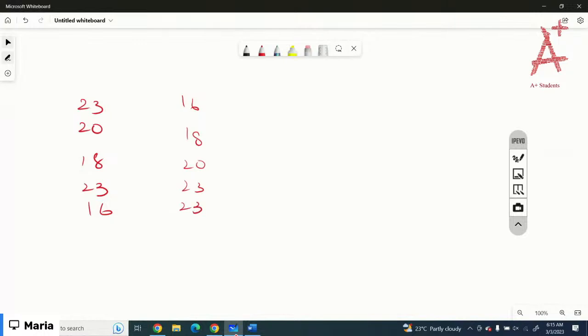Median is the number that divides the whole data into two equal parts. There are five numbers. That means the middle one is the median that divides the whole data into two equal parts. You can see here you have two numbers in the data, and here you have two numbers in the data. So the median is 20. Got it? So the median of the data is 20.